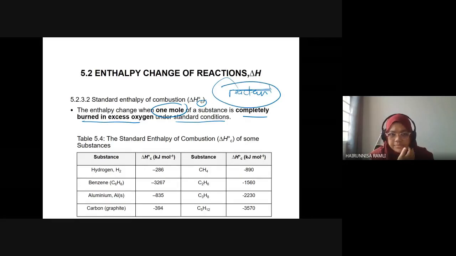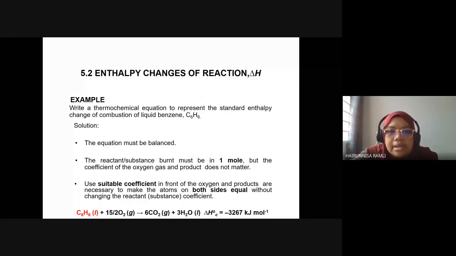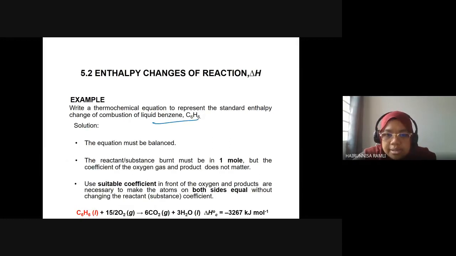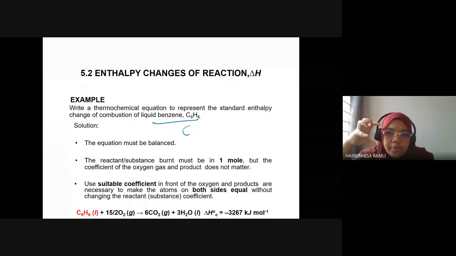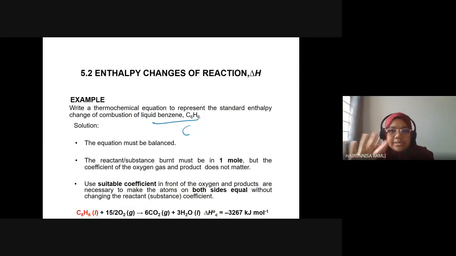Okay, and there must be oxygen. Okay, these are some examples of combustion: hydrogen, benzene and so on. So let's see how to write a thermochemical equation for liquid benzene. So for liquid benzene, you put C6H6 first on the left side. Okay, so this is liquid. Combustion, right, so add oxygen, gas.